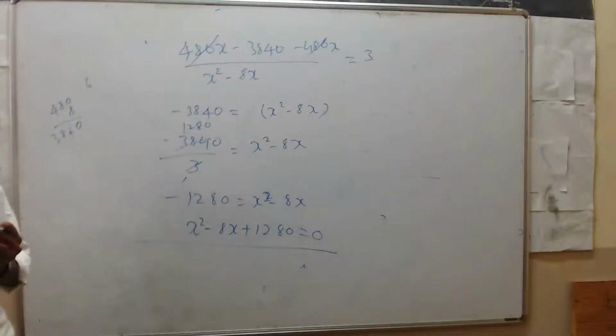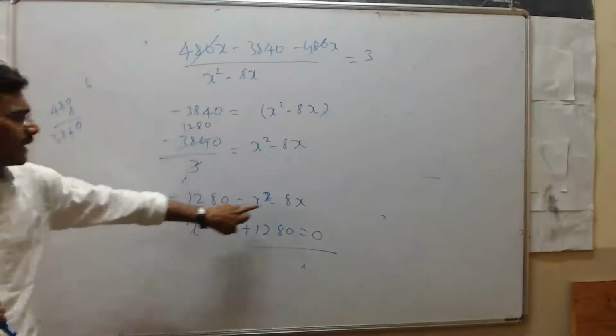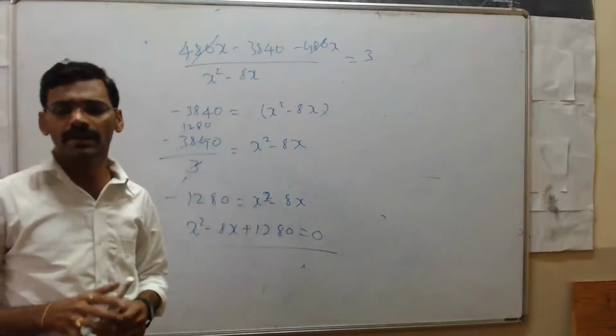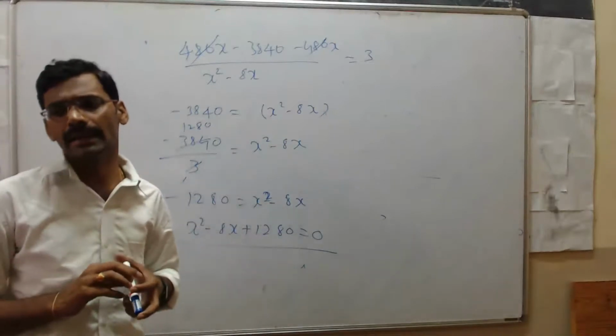Therefore, now it is in the form of a quadratic equation. The a value is 1, the b value is minus 8, and the c value is plus 1280.